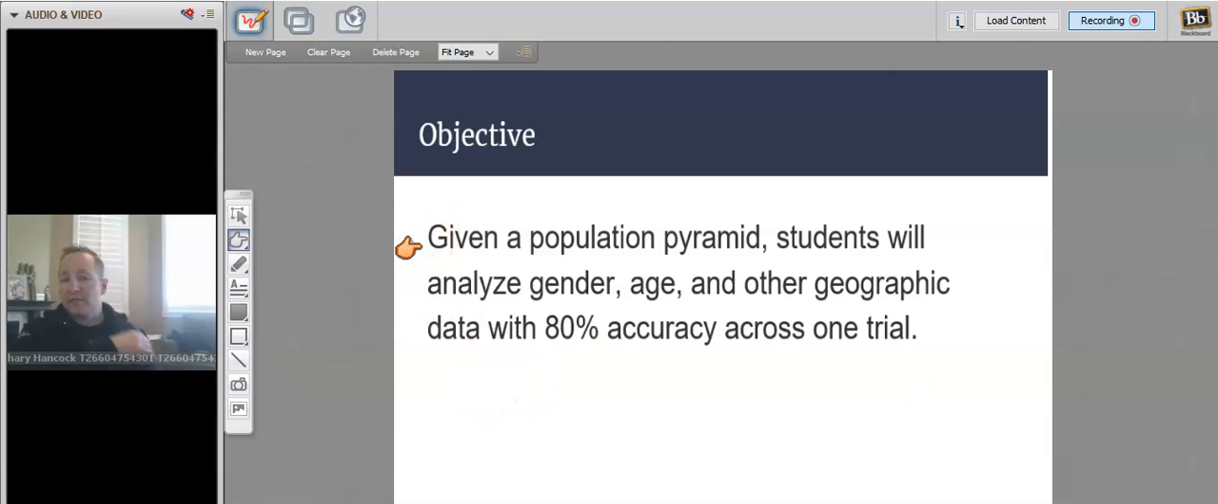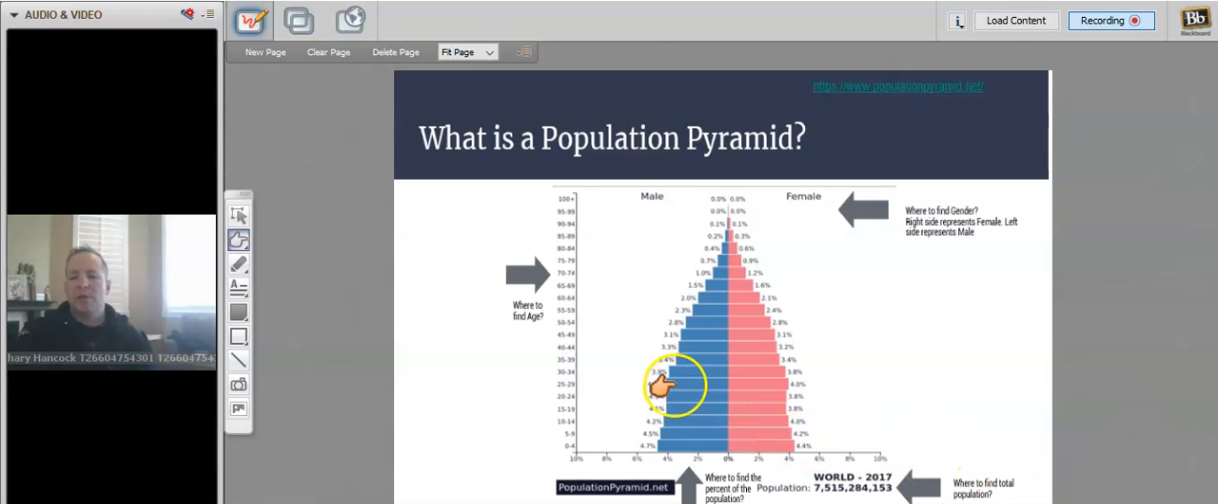Okay, the objective of today's class is giving a population pyramid. So I'm going to go over what a population pyramid is. Students will analyze gender, age, and other geographic data with 80% accuracy across one trial. So that's what we're going to do today. So let's look at a population pyramid, okay? So this is a population pyramid right here. As you can see, it looks like a pyramid.